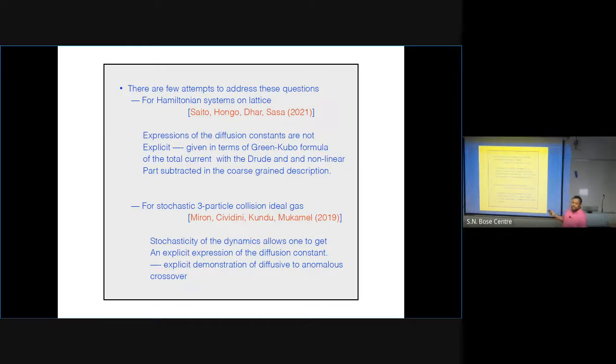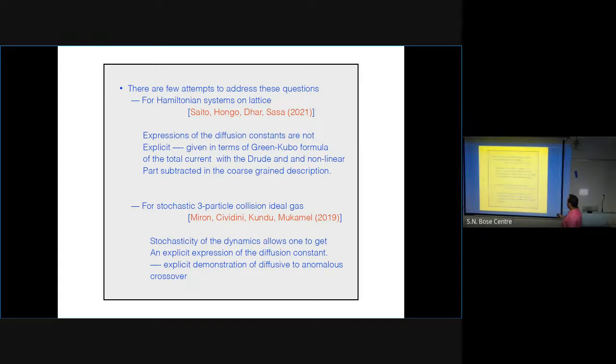Because any transport coefficient formula is a current correlation integral. Now, if you want a diffusion constant which is finite, this current correlation should decay exponentially. Otherwise, the integral cannot be finite. Right? If it decreases as a power law, then it will diverge. So that means you have to subtract this part, and that actually appears. I'll also try to demonstrate in my calculation how such a subtraction appears.